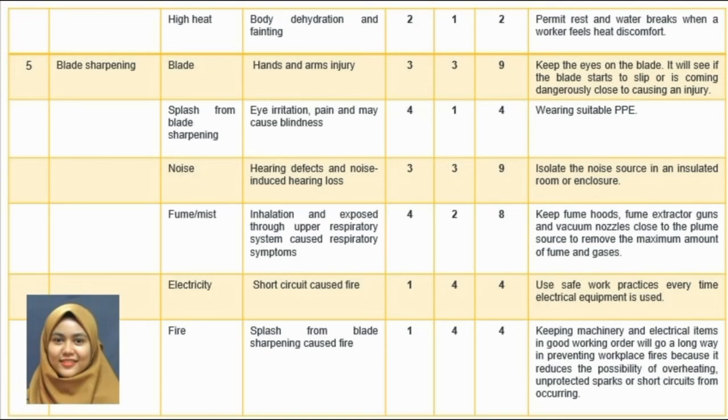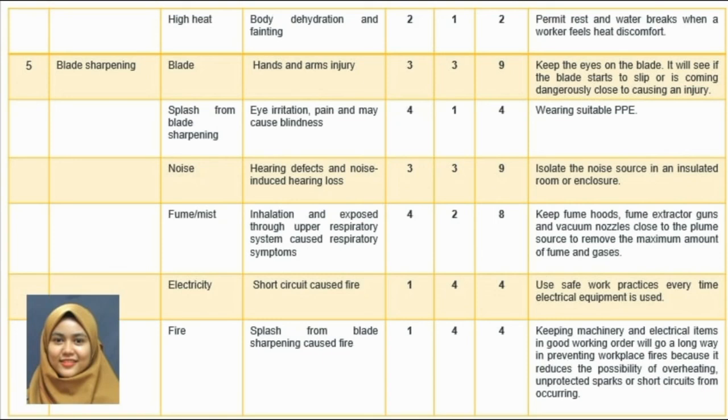The fifth type of hazard is electricity. The effect is short circuit causes fire. The risk assessment is 144. The action is use safe work practices every time electrical equipment is used.